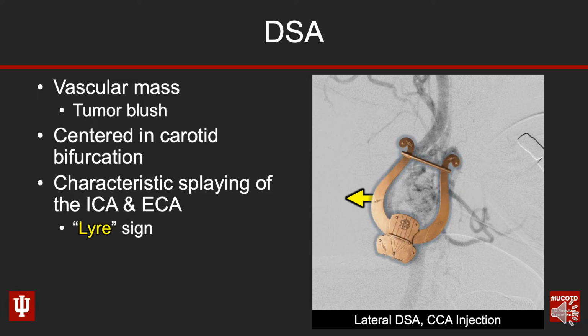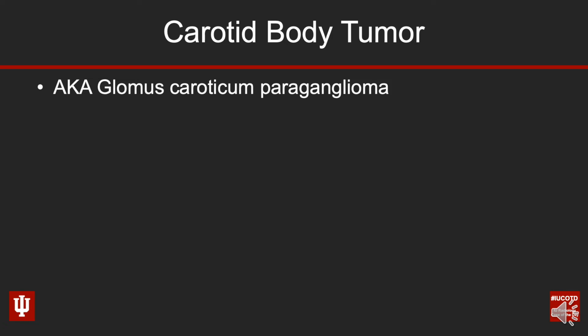This has been referred to as the lyre sign because it looks like these antique harps, the way that the vessels get splayed apart. So put it all together. We have a carotid space mass that's been slow growing. It's got the salt and pepper on MRI. It has the lyre sign on the digital subtraction angiogram. We can see it's centered right at the carotid bifurcation. It's a very classic case of carotid body tumor.